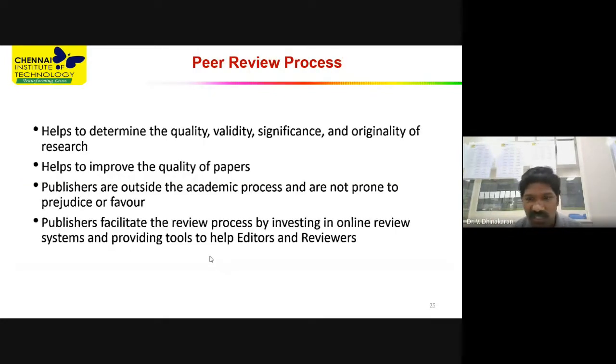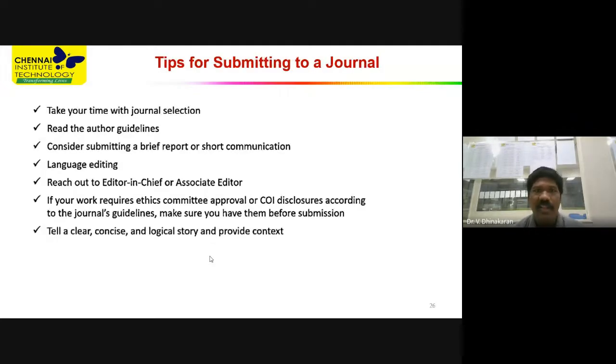Regarding the review process, as I said, the article will be sent to reviewers, maybe single-blind review or double-blind review, or to more than 2 reviewers. They will check the quality, validity, significance, and originality of the research, and the review comments will help you improve the quality of the article. Publishers are outside the academic process and not prone to prejudice. Tips for submitting to a journal: take your own time with the journal selection, read the author guidelines, and consider submitting a brief report or short communication.